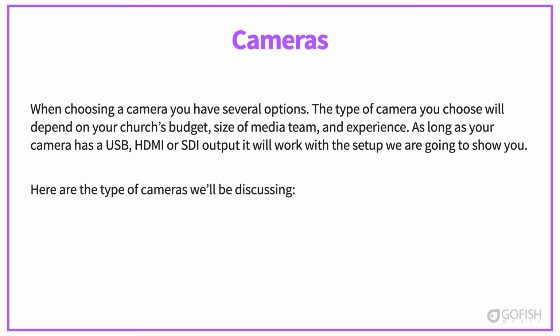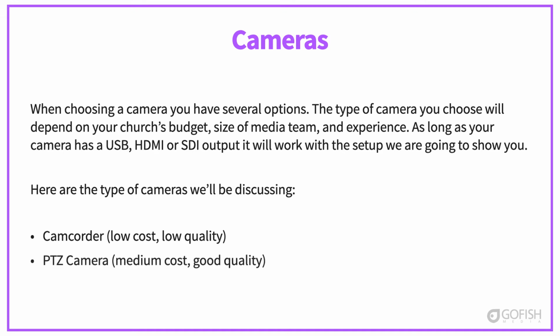The types of cameras that I want to break down for you in this next section are going to be camcorders. These are going to be the lowest cost and also the lowest quality. Well, the only thing lower than that would be like a webcam, but these are low cost, low quality. Then we're going to talk about PTZ cameras, which are medium cost and good quality. And then we'll touch on broadcast cameras, which are much higher cost, but they are the highest quality. So let's start with camcorders.